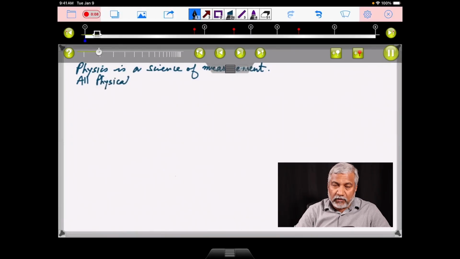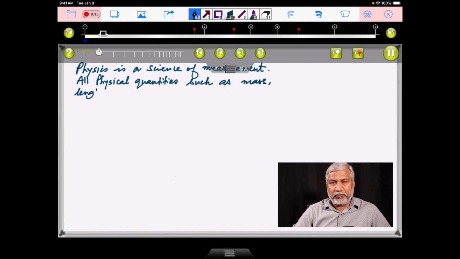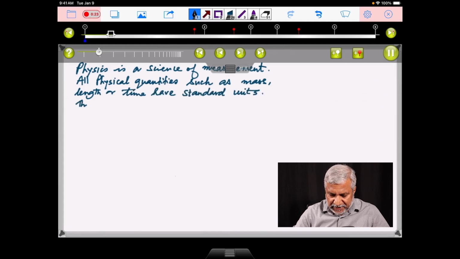Now, all physical quantities require standard units to be measured and represented in. Mainly we focus on length, mass, and time in this semester, although we have other quantities. And you all know that the standard unit of length is meter, the unit of mass is kilogram, and the unit of time is seconds.